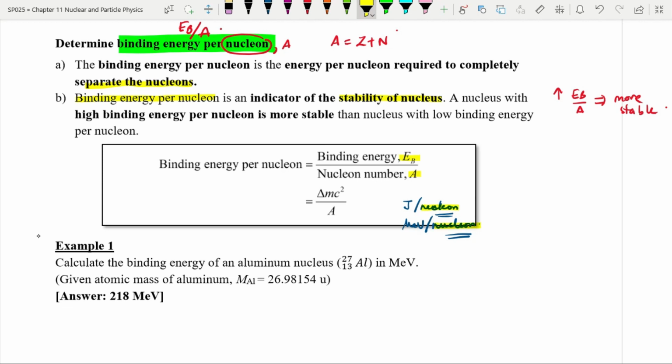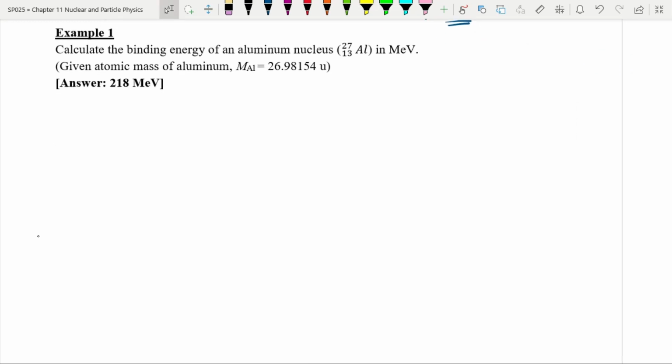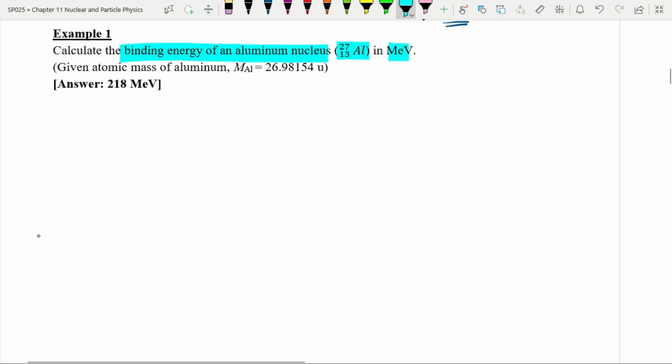So, let's try to look at the example 1 here. Calculate the binding energy of an aluminium nucleus. Dia bagi kita punya simbol aluminium with the nucleon number of 27, with the proton number of 13, in MeV. So, dia highlightkan unit bagi energy mesti dalam mega electron volt. Dia bagi atomic mass of aluminium blah blah blah in the unit of U. So what is atomic mass of aluminium? Ini adalah mass of nucleus bagi aluminium lah.